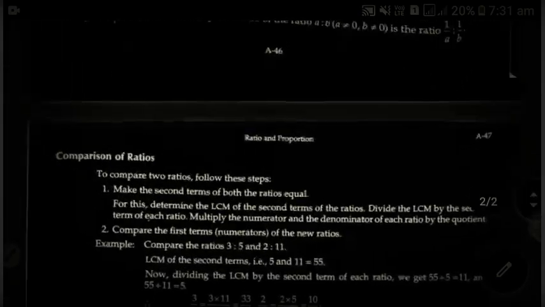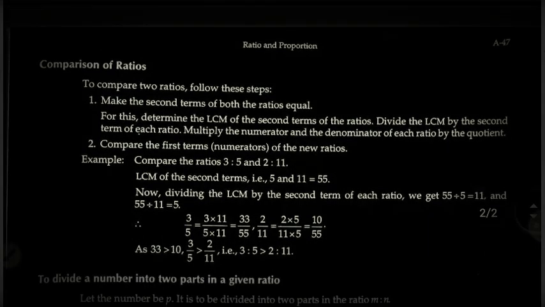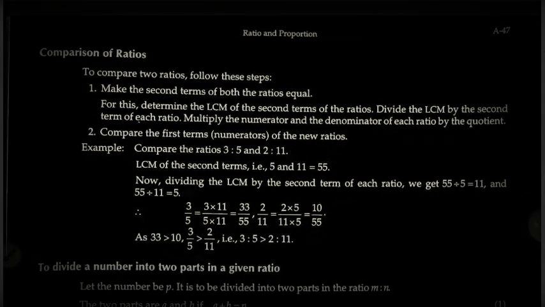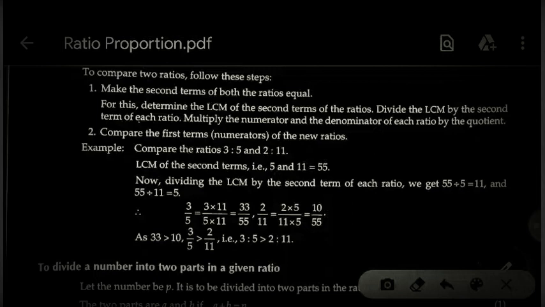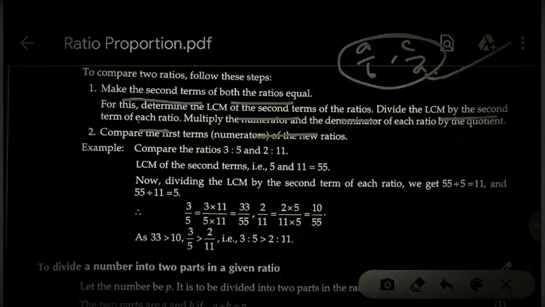Now there is a comparison of ratios. What is the comparison of ratios? To compare two ratios, you have to follow some steps. First, make the second terms of both ratios equal. For this, determine the LCM of the second terms of the ratios, divide the LCM by the second term of each ratio and multiply it with each term of the ratio. You should know from your childhood how to compare two fractions a by b and c by d. This is quite easy. I am not talking about which ratio is greater and which is less, that is a 6th standard thing.